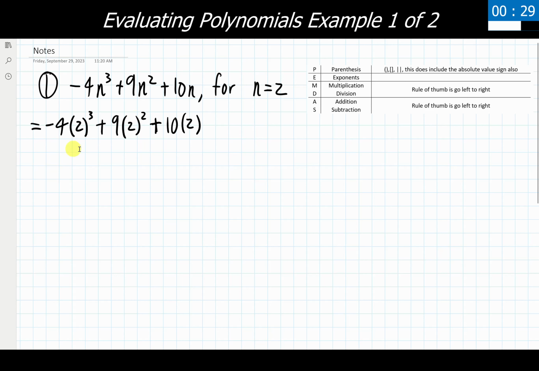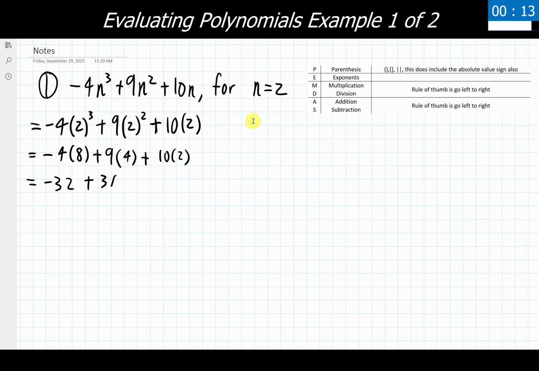So now that I have this 2 substituted in for n, I can go ahead and follow PEMDAS, our order of operations, to go through and get to our final answer. And I'm getting that my final answer, once I've fully evaluated everything, is going to be 24.